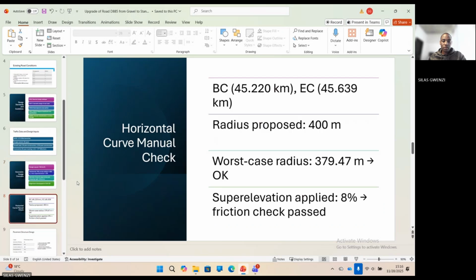The horizontal curve manual check. A key part of the design was to manually check horizontal curves for one representative curve. The beginning chainage of the curve was 45.220 kilometers, and the end is 45.639 kilometers. The proposed radius is 400 meters, which exceeded the minimum allowable radius of 379.47 meters. The applied superelevation of 8% was also sufficient, ensuring that the combination of friction and superelevation meets the specific requirements of the design specification.